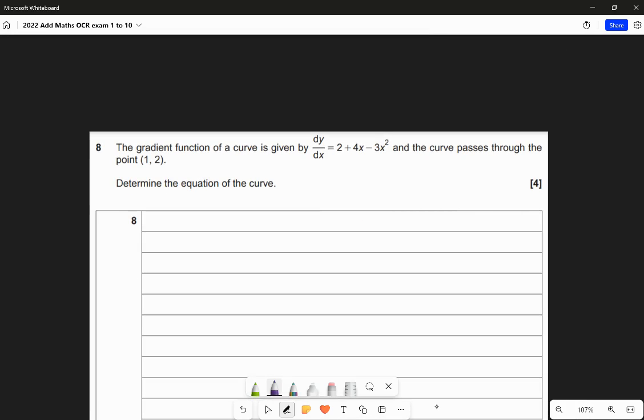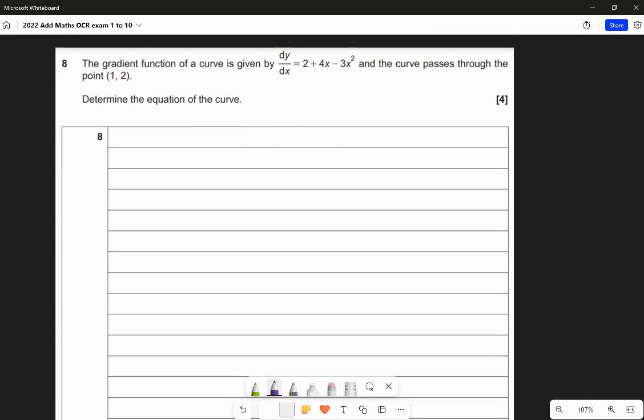Okay, question 8. The gradient function of a curve. Oh, fantastic. We're getting on to calculus here. The gradient function of a curve is given by dy by dx, the instantaneous change in y over the change in x, is 2 plus 4x minus 3x squared, and the curve passes through the point (1, 2). Determine the equation of the curve.